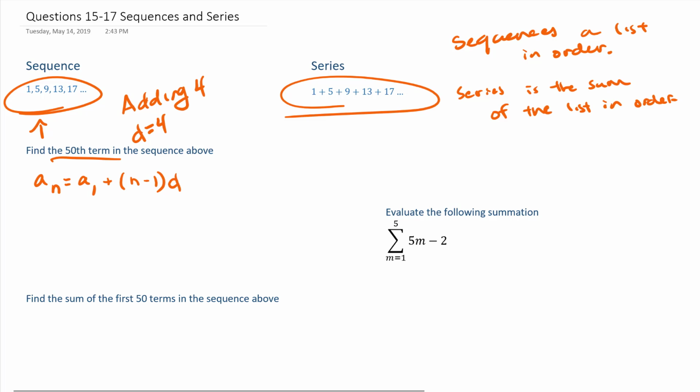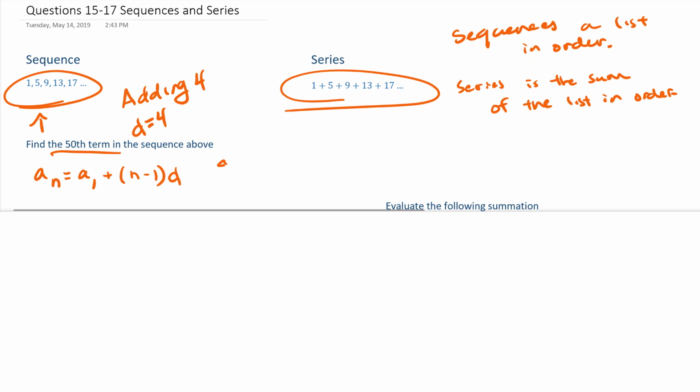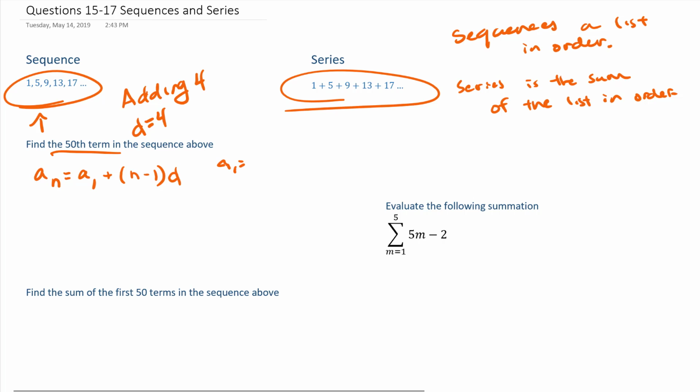Okay, so this is a good formula to make sure you have on your note card. And let's write down all the things that we know. Well, a sub n, that's the thing that we're trying to solve for, but a sub 1, sorry, my keyboard's popping up and getting a little glitchy. We have a sub 1 equals 1, and then n, the number term that I want to find, is the 50th term, and my common difference is 4. So now we can start plugging everything in. So a sub n is going to equal a sub 1, 1, plus 50 minus 1, times 4, our common difference.